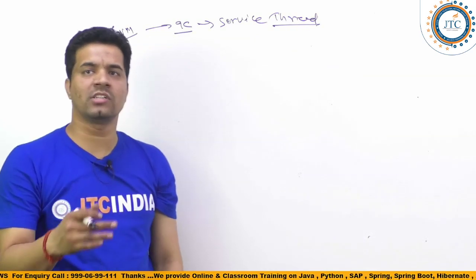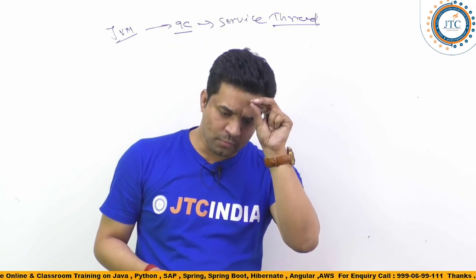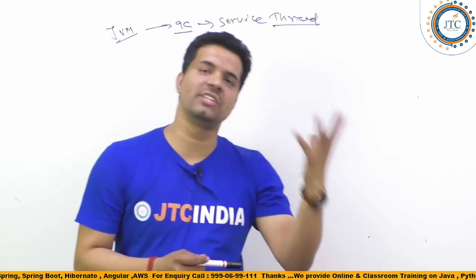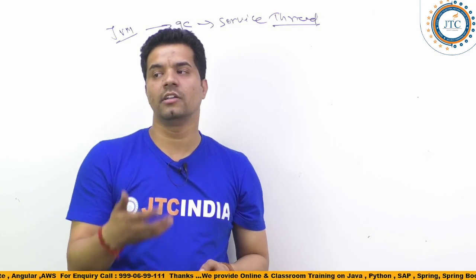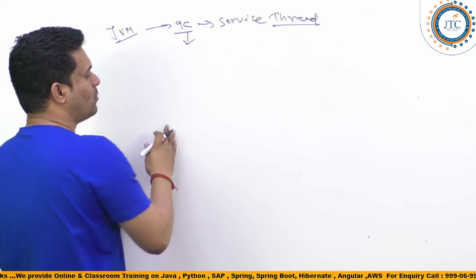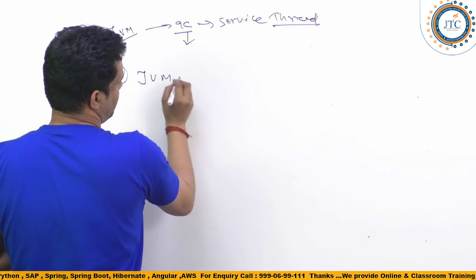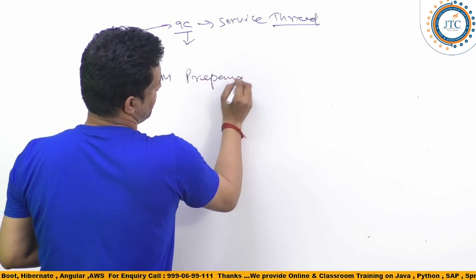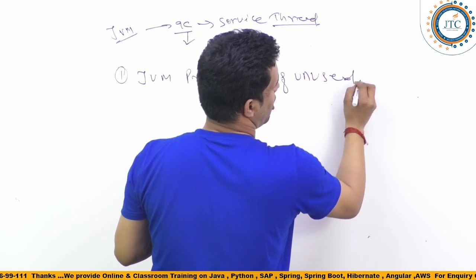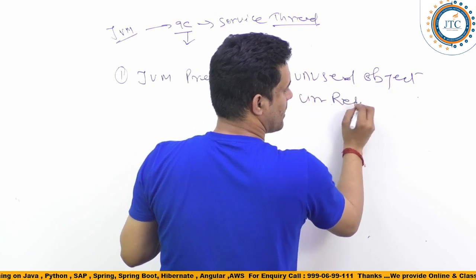Since it is a service thread, the task of the service thread is to reclaim the memory allocated by the given objects. Whatever the unused objects are, it will reclaim the memory held by them. Whenever the GC is going to come, before that JVM does the following tasks. JVM prepares a list of unused or unreferenced objects.